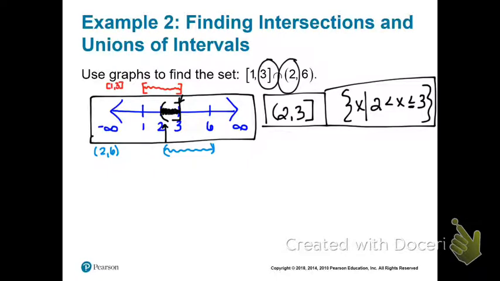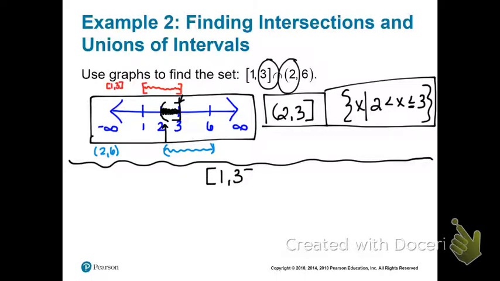Now, we don't have another example on here, but I'm going to add one, okay? So this is going to be example 2B. And I'm going to borrow the same numbers. So we're going to go from 1 to 3 and from 2 to 6. But we're going to now look for the union. And so remember, the union means I'm looking for everything.